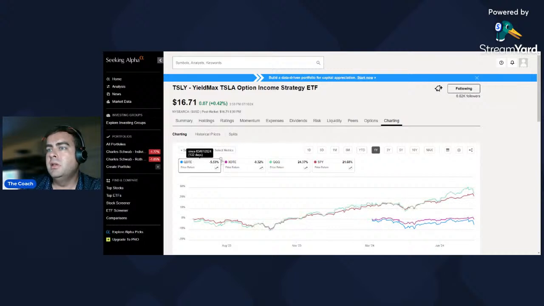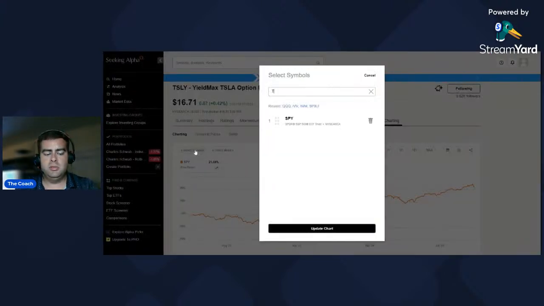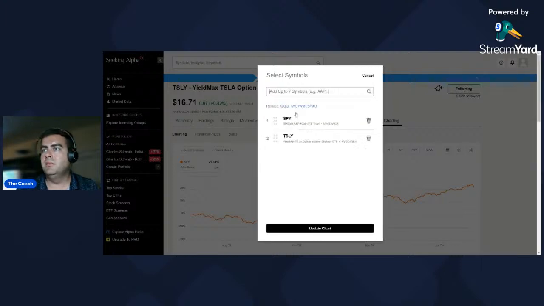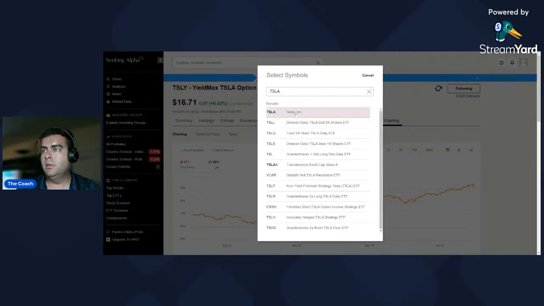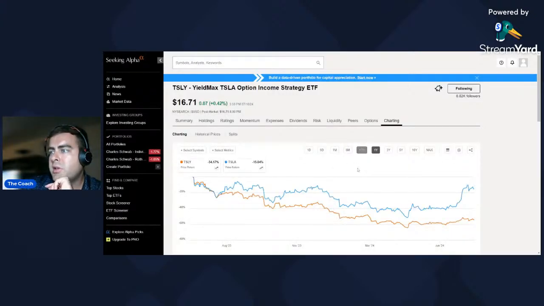Okay, so let's do this. X, X, X. X marks the spot. Tesla, Tesla, and then X out the SPY. So watch this. A year ago, don't tell me we're almost all the way back. No way. Well, here's the funny thing. Tesla stock is almost all the way back to where it was a year ago, right?